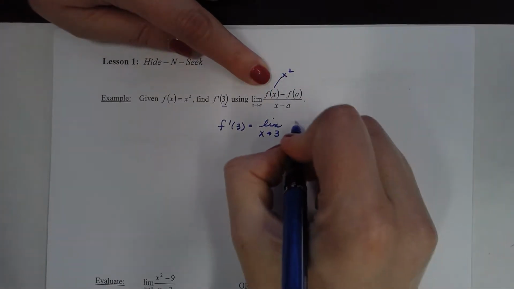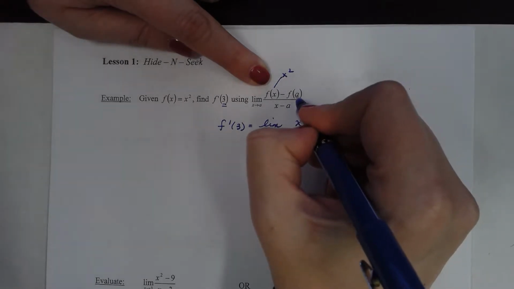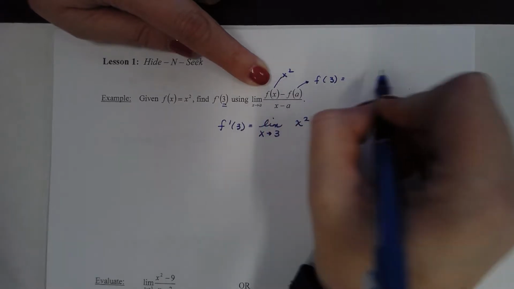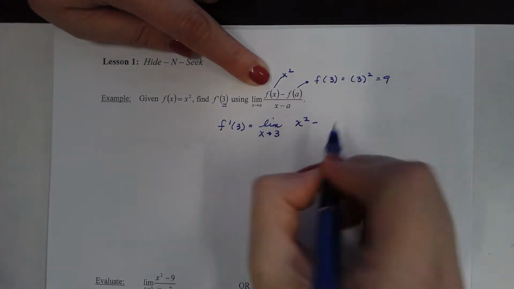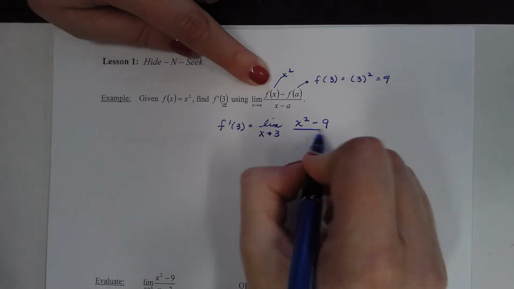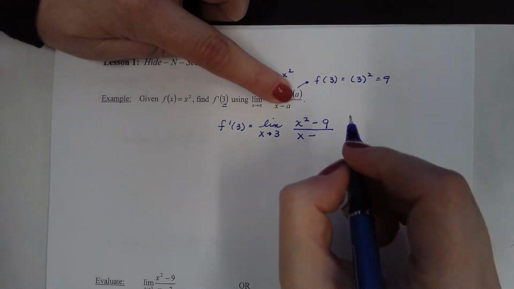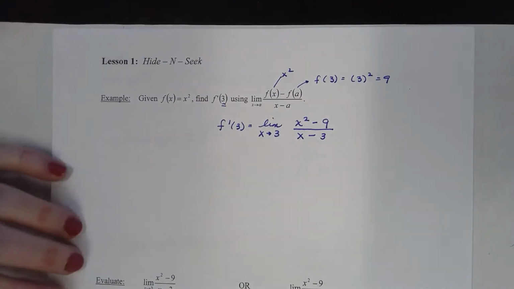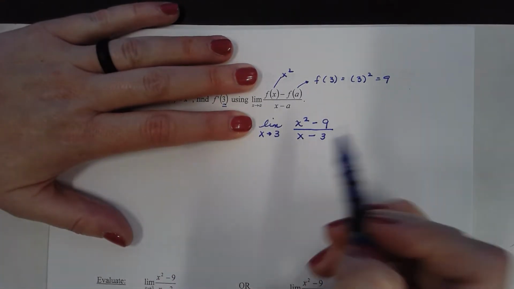X squared. So I'm going to have x squared minus, well, remember, we're replacing all the a's with 3's, so this is really saying f of 3, which means you need 3 squared, which is 9. Over, on the bottom you have x minus, and what's a? 3. Okay, so now ignore what this represents and just look at this as a limit question.